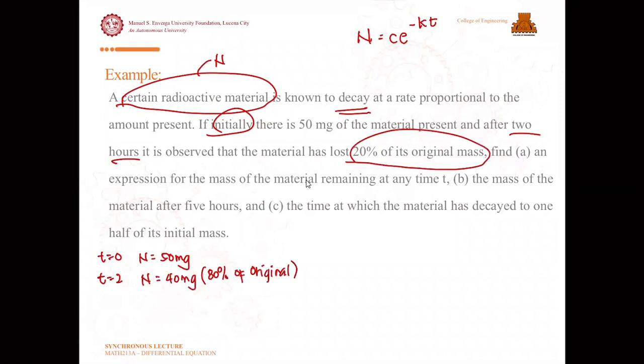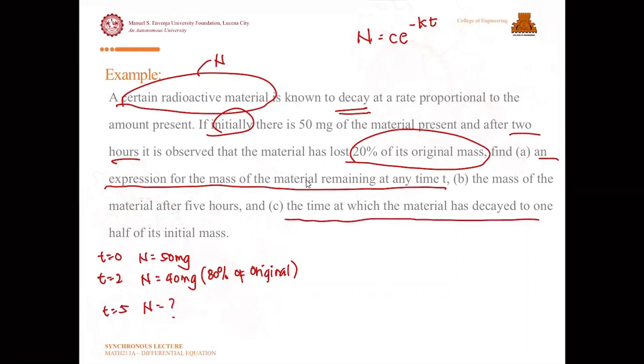Okay? Next, pinapahanap is find the expression of the amount present remaining at time t. So ibig sabihin, yung third equation natin kanina. Then yung next is the mass of the material after 5 hours. Ano yung mass niya? Then at time which the material has decayed to 1/2 of its original mass. Okay? So yung time kung kailan magiging yung N natin is equals to 1/2 ng original mass natin, so 25 milligrams. So 50%.